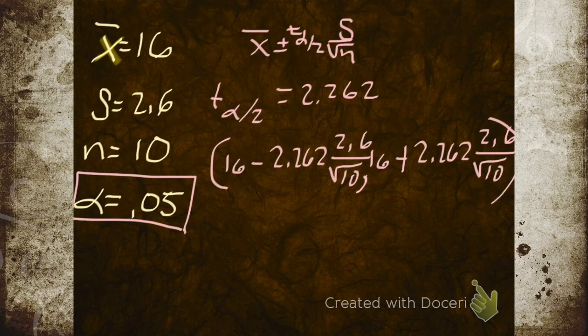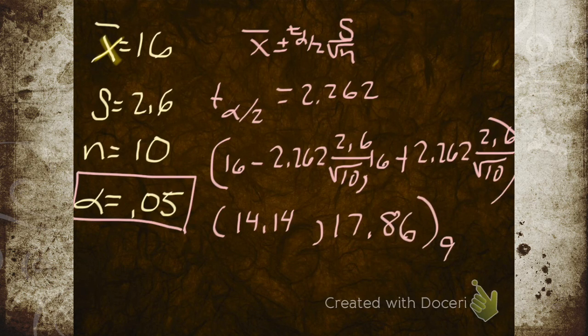So what's our lower? 14.14. And our upper? Sorry, give me a sec. Just change that sign. Okay, I'll remember that next time. 17.86. And that's a 95% confidence interval. And we use the t-distribution because we didn't know the standard deviation.